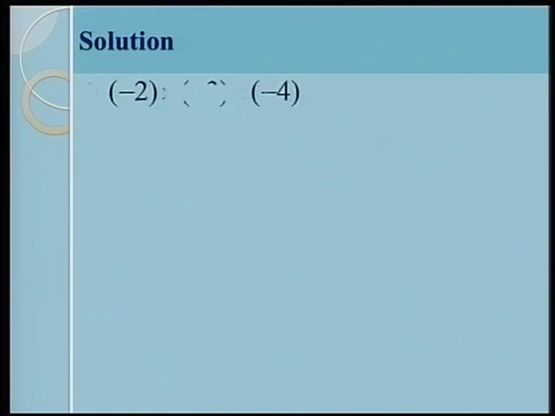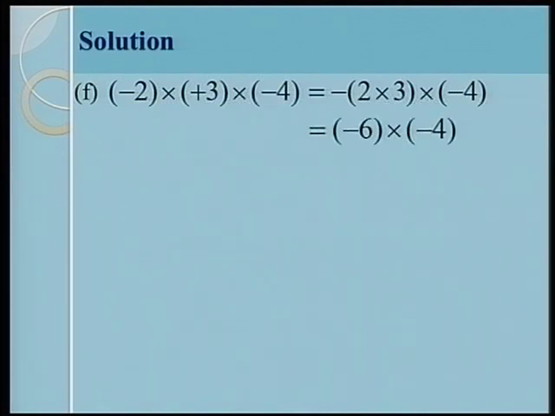We now look at the solution for part F. Negative 2 multiplied by positive 3 multiplied by negative 4. We first multiply negative 2 and 3 to obtain negative 6. Then we multiply by the third number, which is negative 4. Multiplying two negatives will give a positive number, 24, and there is no need to write the positive sign before the integer.